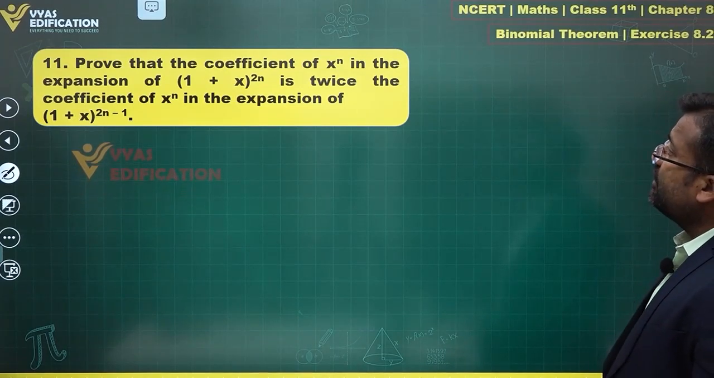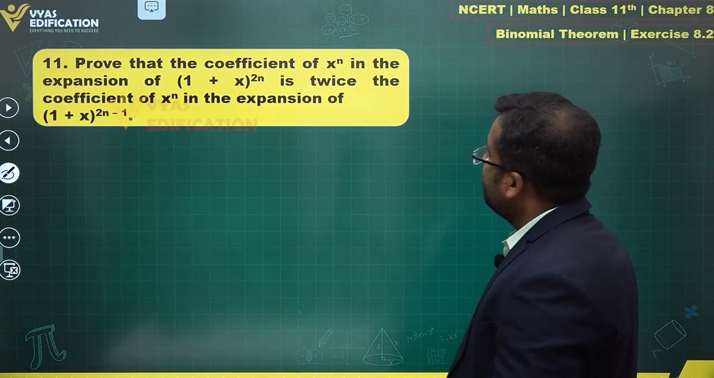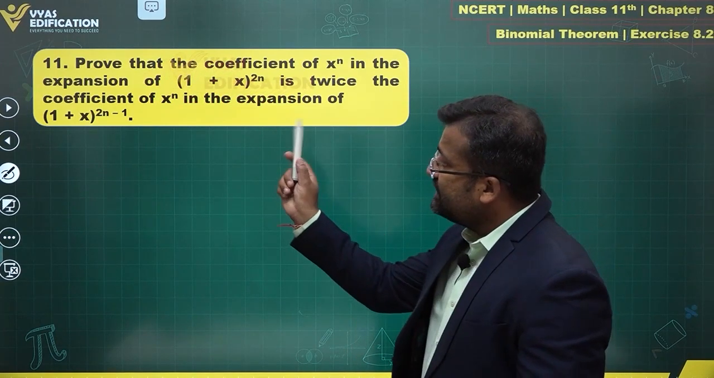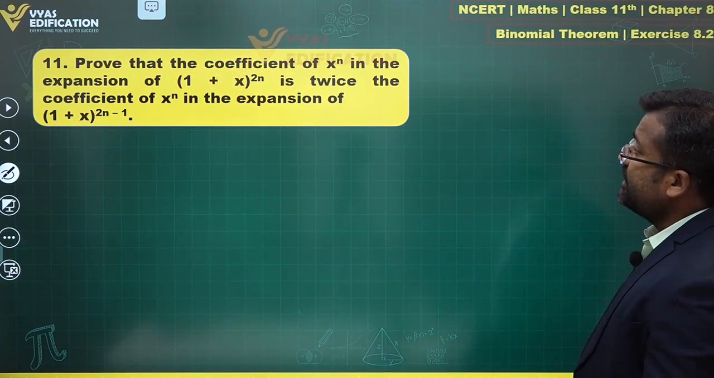The question says, prove that the coefficient of x power n in the expansion of this is twice the coefficient of x power n in the expansion of this. How do we do that?